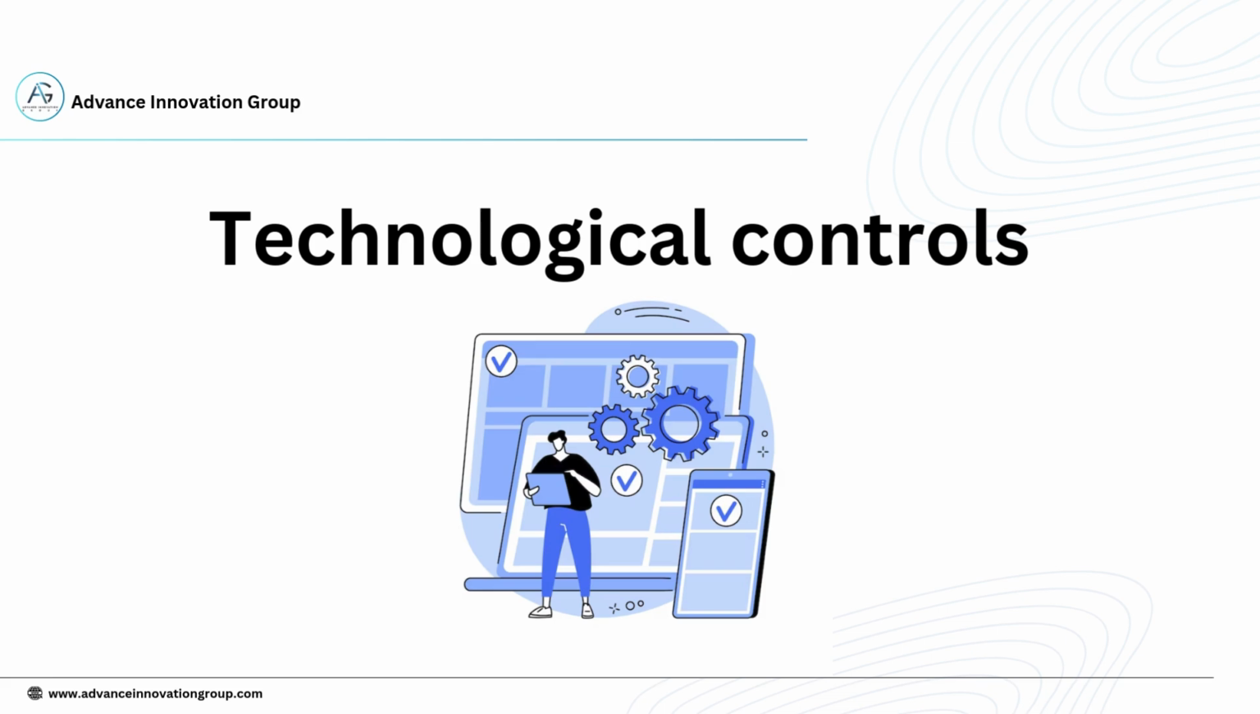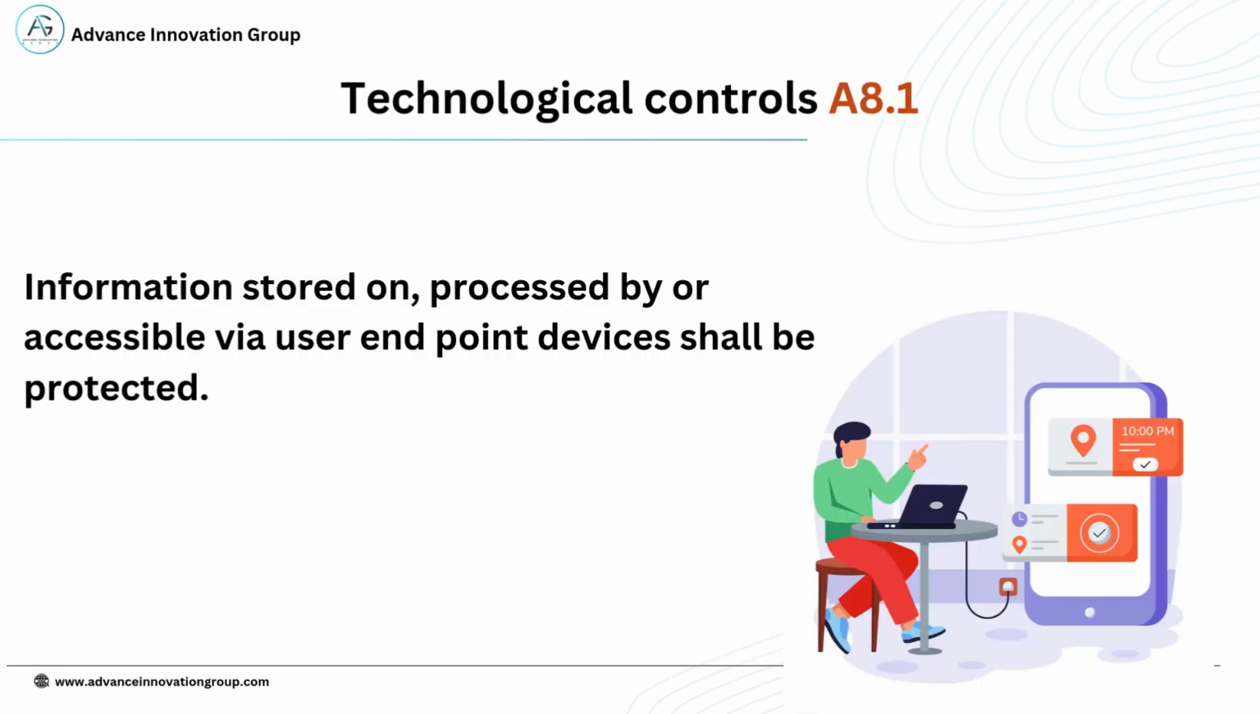Technological controls A8.1. A8.1 User endpoint devices. Information stored on, processed by, or accessible via user endpoint devices shall be protected.